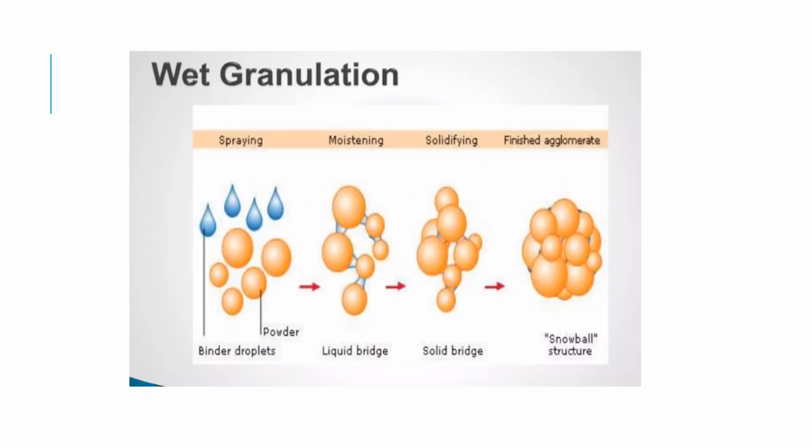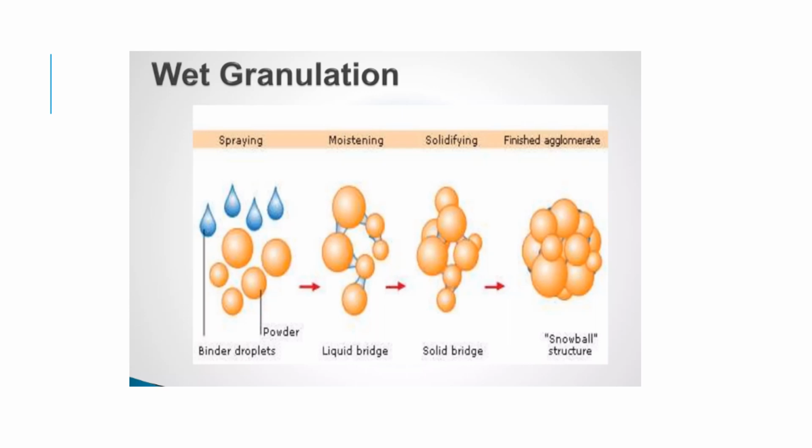So coming to the wet granulation, as we said, there are mainly 4 steps for granulation. First of all, we are spraying the powders with the binders. These binder droplets start to moisten the powder, or these binders will form a bridge or a bond between each of the powder particles. You can see that a liquid bridge is formed. This step is known as moistening.